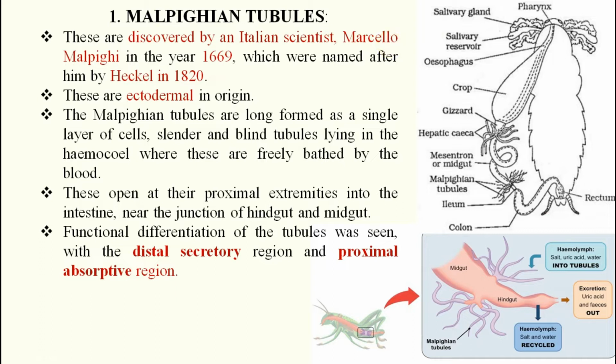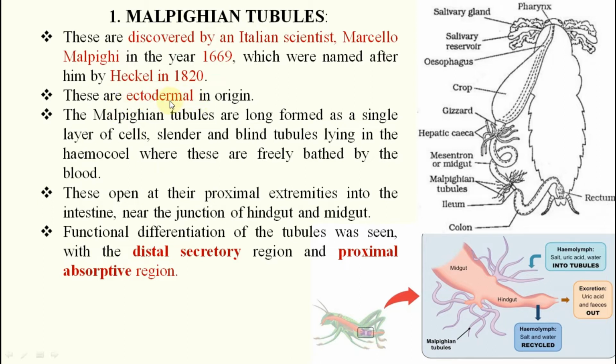Who has given the term? Who has discovered? Both are different. Discovery by Malpighi, and the term given by Haeckel, in 1669 and 1820 respectively. Understood or not? This point is very, very important. It may come in the exam. Okay. These are ectodermal in origin.